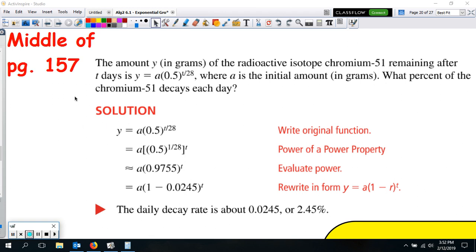Okay, so you should have put that in the middle of page 157, at least this part right here, and the answer, what that should have been.